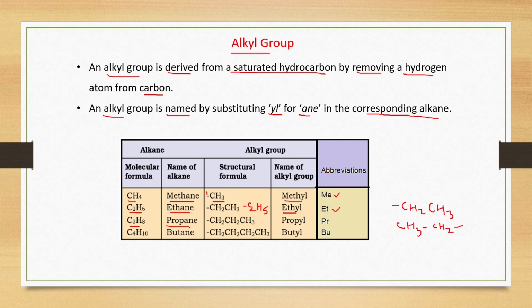C3H8, propane. If one hydrogen atom is replaced, then we will get C3H7, and that can be written like this. This is known as propyl. Abbreviation is Pr. C4H10, this is butane. If one hydrogen atom is replaced, then we will get this alkyl group, and its name is butyl. Abbreviation is Bu. All these alkyl groups are straight chain alkyl groups. Clear? We also have some branched alkyl groups.